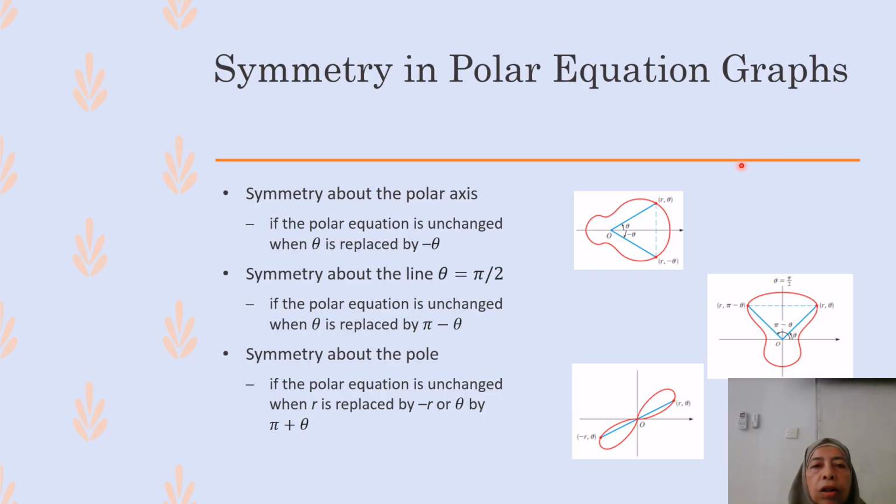We also have symmetry properties of the polar equation, so we will use them here also. For example, this one is symmetry about the polar axis, so then the angle theta will be replaced by minus theta. The same with symmetry about the line theta equals pi over 2. The picture will be like on the right side, and also symmetry about the pole.